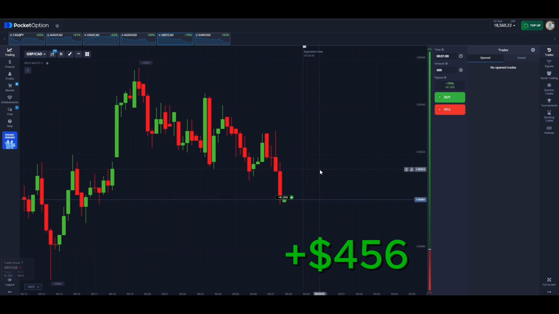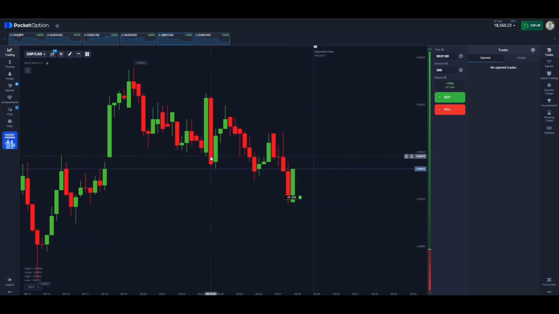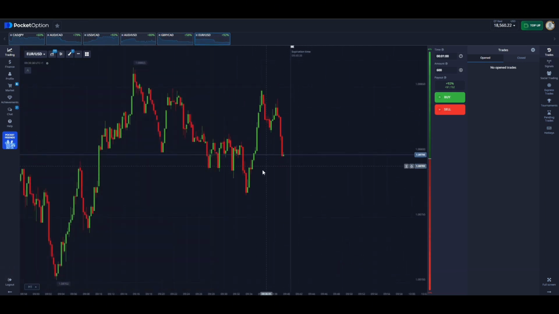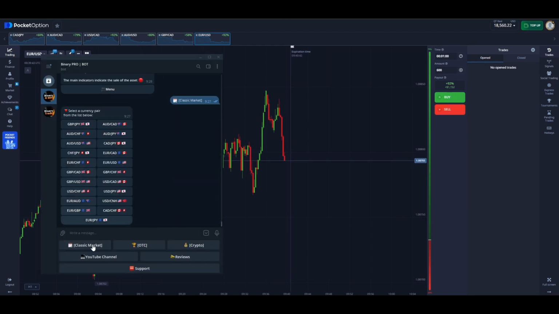Great. Well, this is the final trade, the euro to the US dollar, and its outcome will determine whether I continue trading or call it a day.